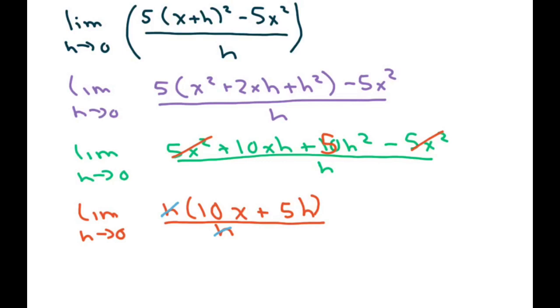And now I can just use substitution and plug in zeros. So when you plug in 0, you're going to get 10x plus 5 times 0, and you're left with 10x.